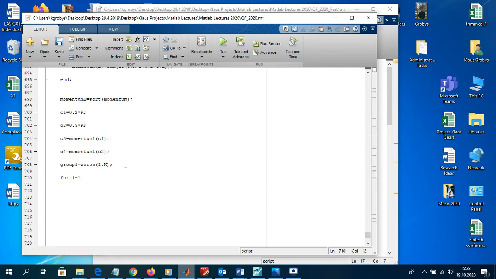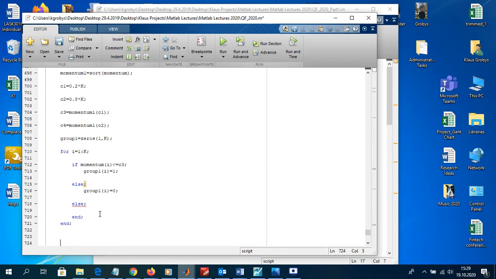For I going from 1 until k, do what? So if our unsorted momentum vector at position I is smaller or equal than C3, and now remember, C3 gives us the highest return value in the group of stocks that have the lowest returns, right? If this is true, give us in this position a 1, and else there should be a 0 in that position, because then it's not a part of that group. So we end the if, and we also have to end the for loop.